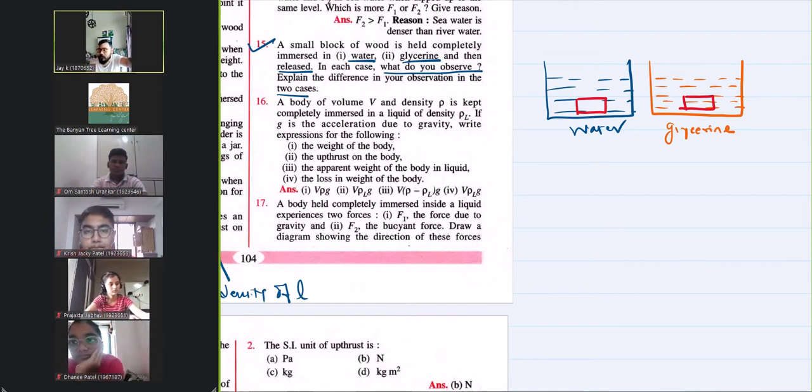So, in glycerine, the wooden block will rise much faster and float as compared with water. Also, when the wooden block starts floating in glycerine, more volume of the wooden block will be above the surface of glycerine as compared with water, since glycerine is greater in density and it will exert more upthrust on any object which is immersed in it. Very good answer, Krish.